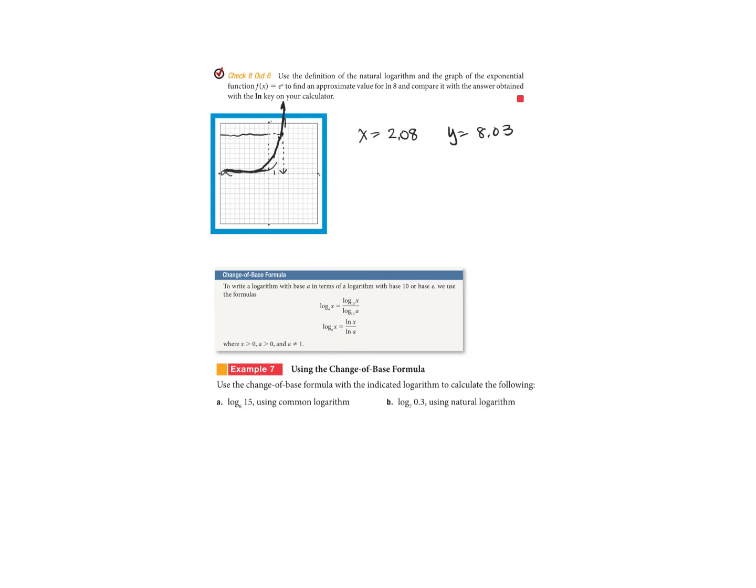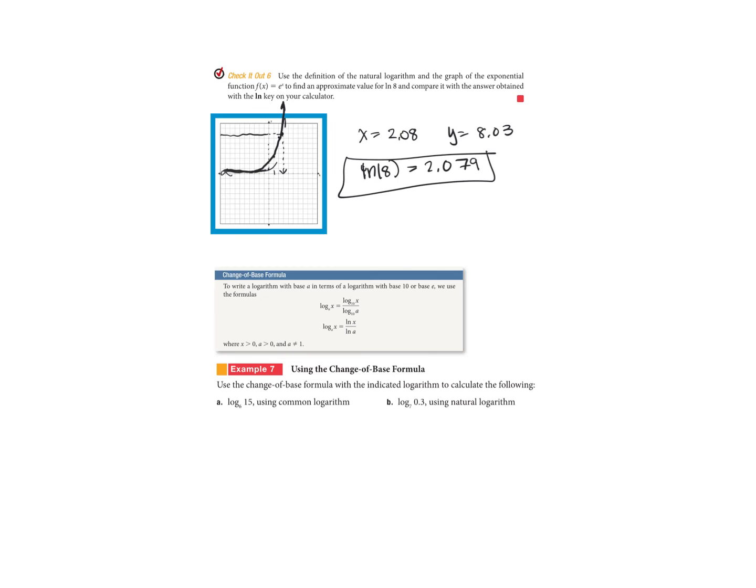So if I take the natural log of 8 on my calculator, the natural log of 8 is 2.079. So pretty darn close there. So just an option of how you could figure that out graphically and kind of understanding the relationship between the exponential function and the natural log.